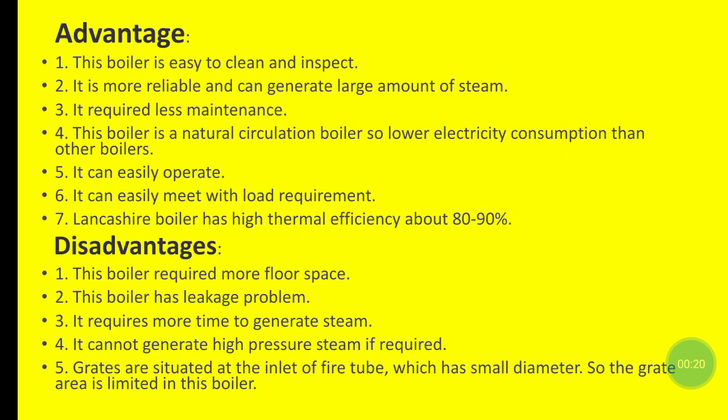So now we will discuss the advantages and disadvantages of the Lancashire boiler. This boiler is easy to clean and inspect. It is more reliable and can generate a large amount of steam. It requires less maintenance. This boiler is a natural circulation boiler, so it has lower electricity consumption than other boilers. It can easily operate. It can easily meet the load requirement. Lancashire boiler has a high thermal efficiency of about 80 to 90%.